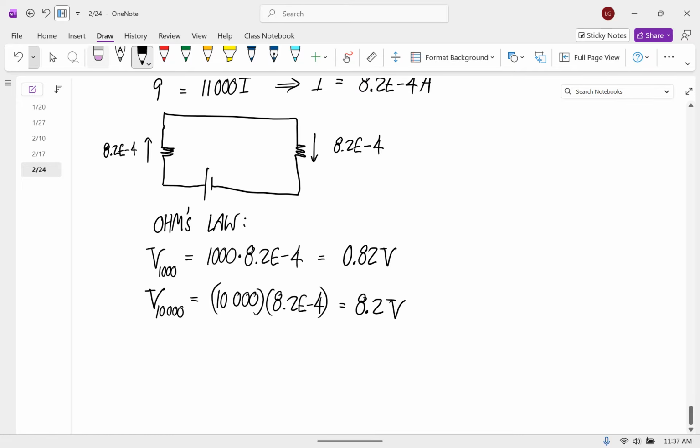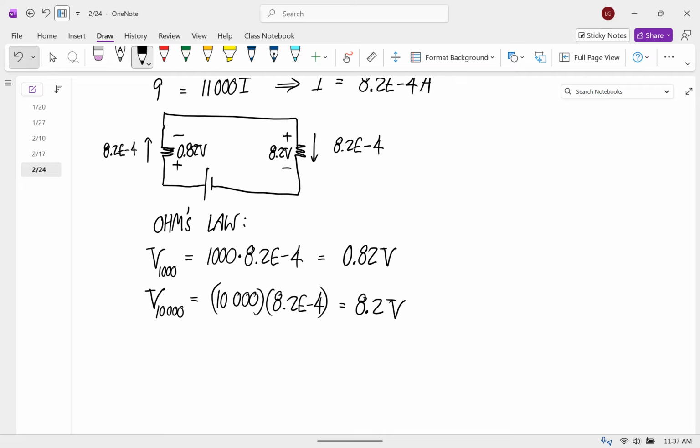And so the polarity of our voltage in this one is like this, and that one is 0.82 volts. And the polarity of this one is this way, and that is 8.2 volts.